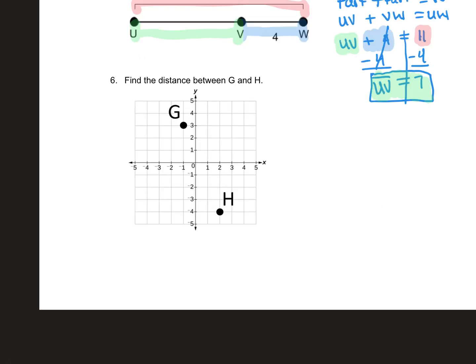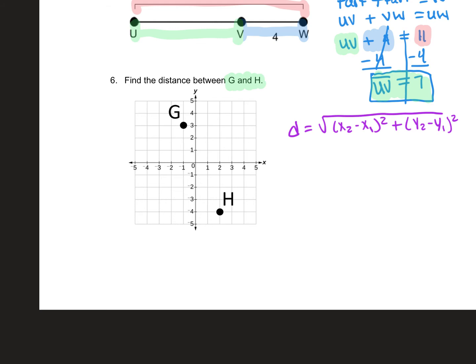All right, so now looking at question 6, it says to find the distance between G and F. And so you can see point G and F are plotted on our graphs, and we need to recall a couple of things. So the first thing we need to recall is our distance formula. And our distance formula is going to be D equals the square root of x2 minus x1 squared plus y2 minus y1 squared.